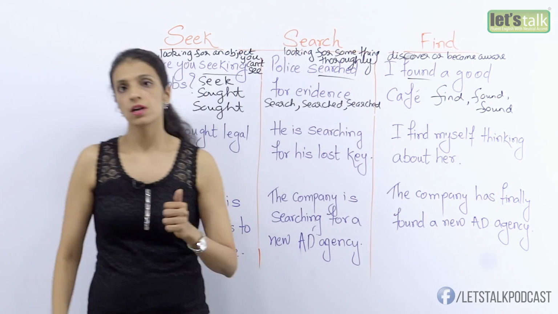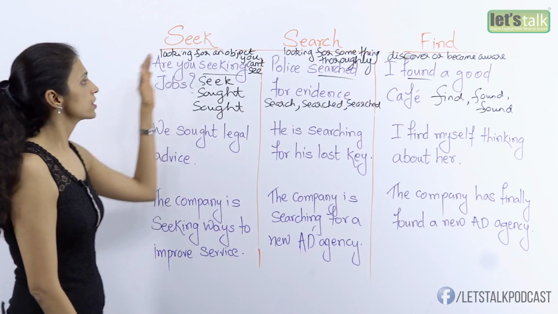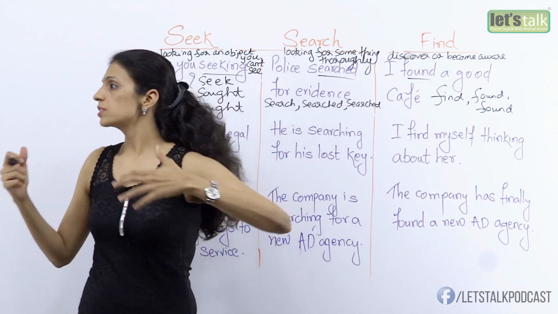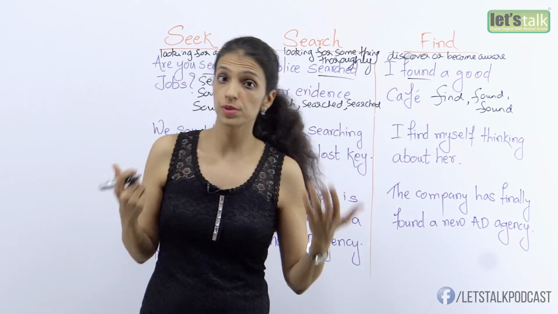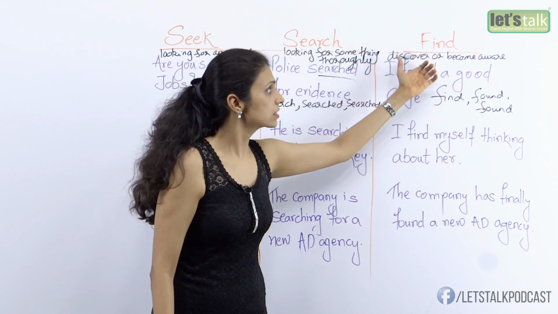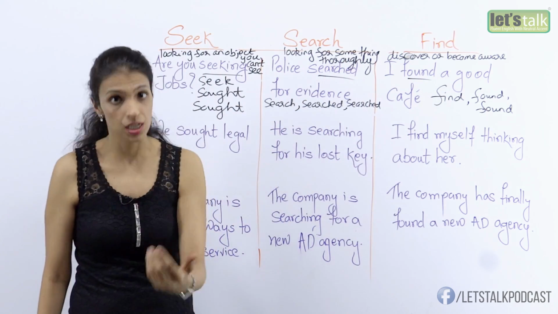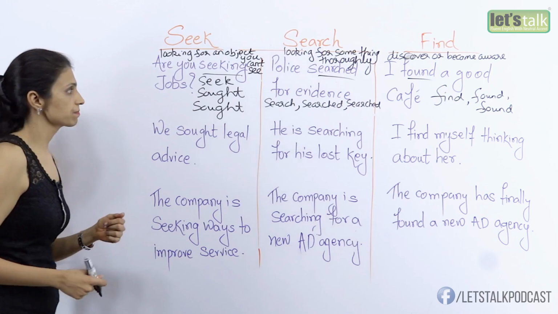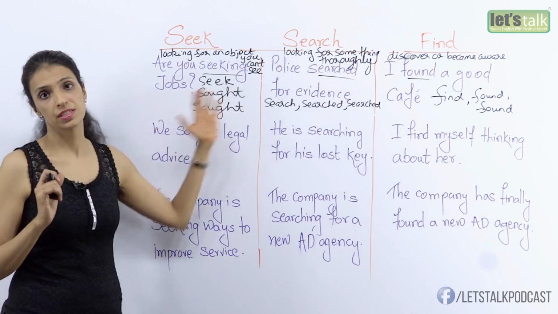Right, friends? So remember, seek is when you are looking for some object that you actually can't see or touch. Search is when you're actually searching for something, you're looking for something. It could be an object that you can see and touch. Find is actually a discovery that you make. You discover something or you become aware about something. Okay, friends? So that's the basic difference between these three verbs.